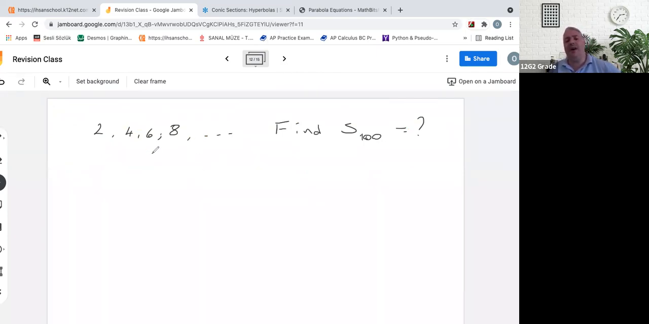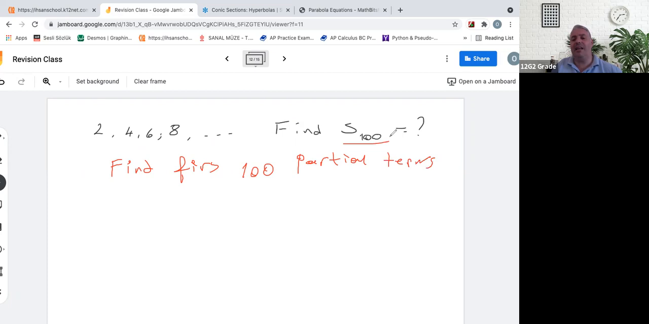Now it says find the first 100 terms. In the exam, you will see something like "find the first 100 partial terms," but it means as 100. It could be the first 50 terms, 60 terms, 10 terms, 12 terms, 24 terms, whatever. I chose 100. There is one formula, ladies and gentlemen.